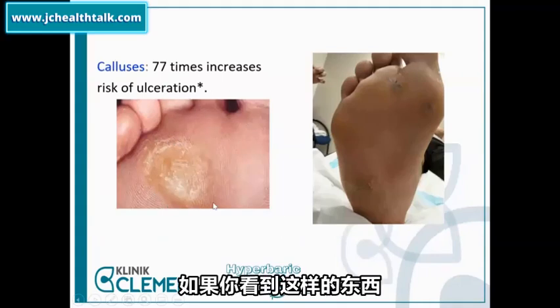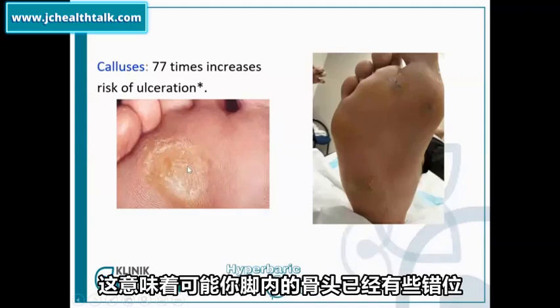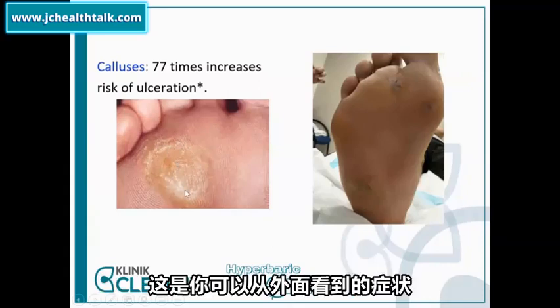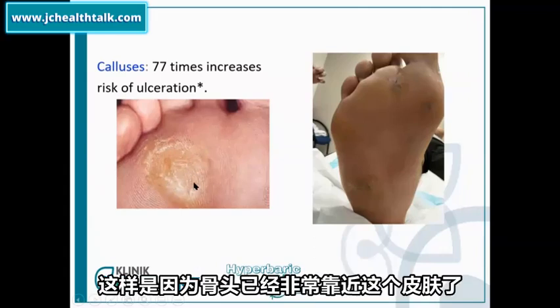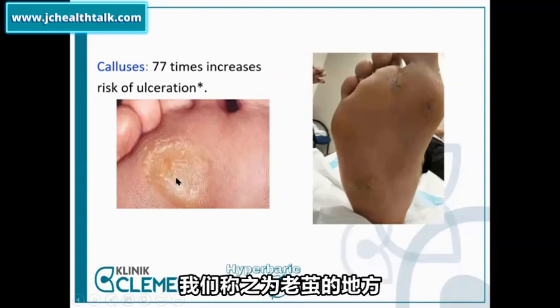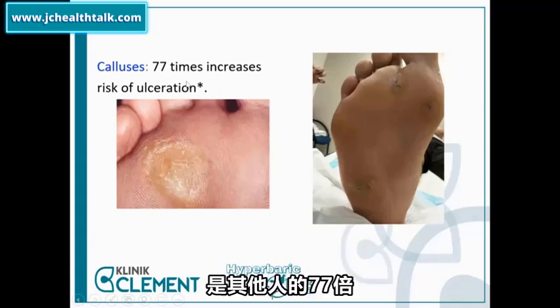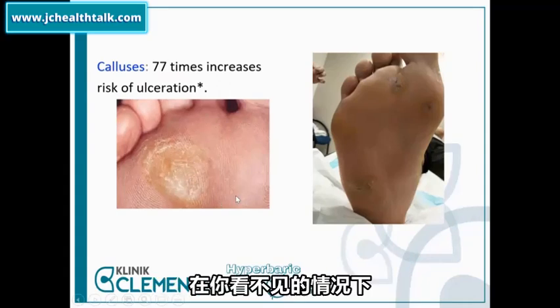As a diabetic, if you see something like this, the thick skin on your foot, it means you may already have some misalignment of the bones inside your foot. And this is a sign that you can see from outside, on the skin. This is thick skin, very hard, and it is formed because the bone is very near to the skin, and when you walk, you keep rubbing on it, and then you develop this thick skin which we call callus. If you have callus, you're 77 times more likely to develop an ulcer on this spot, or even under the skin without you seeing it.